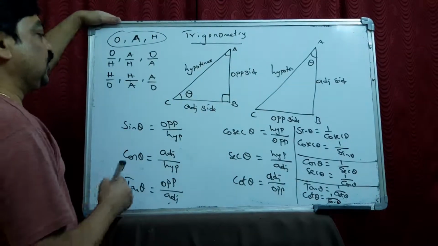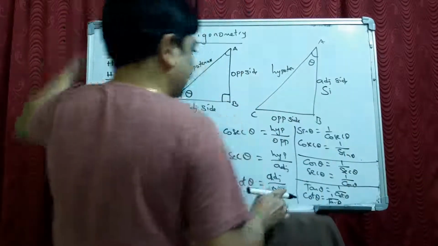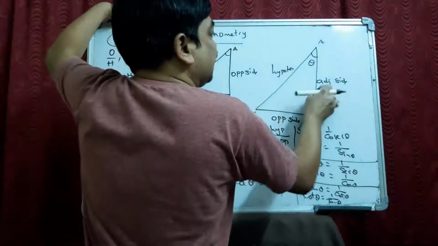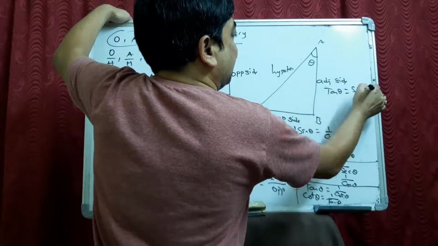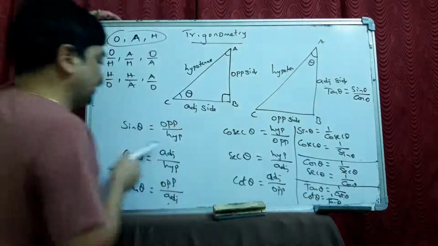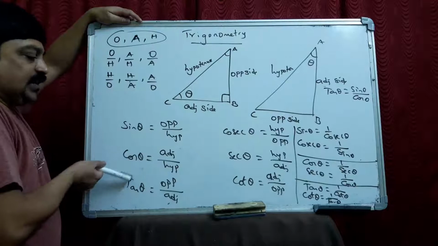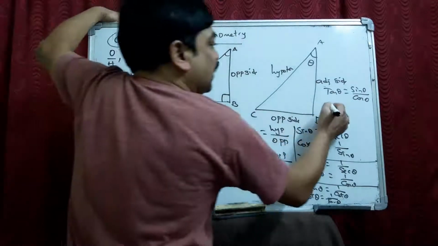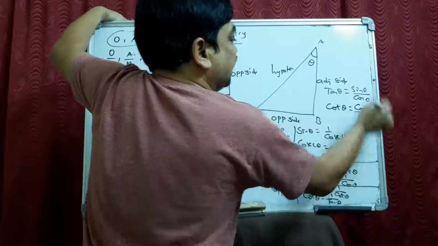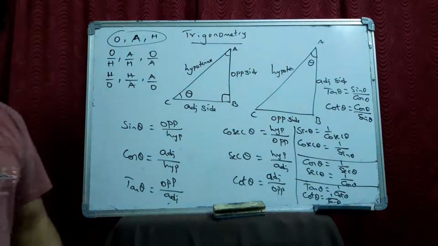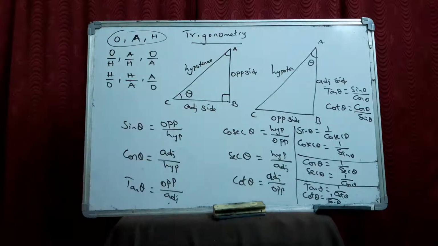And one more thing, tan theta can be written as sin theta by cos theta. See, when you divide sin by cos, what happens? Hypotenuse gets cancelled. You will get tan theta, opposite by adjacent. And cot theta can be taken as cos theta by sin theta. These are the basic things required for the first exercise. Okay, please pause the video and check it carefully, guys.